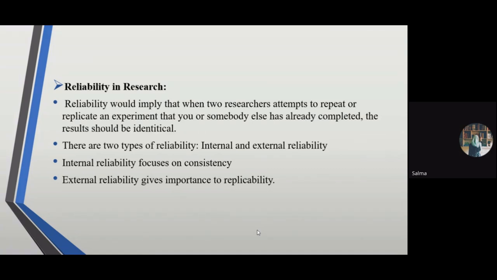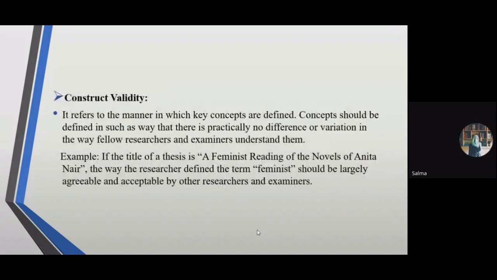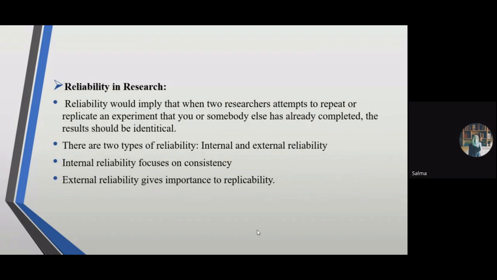There are two types of reliability. One is internal and the other is external reliability. The internal reliability focuses on consistency, and the external reliability gives importance to replicability. Okay, that is what reliability in research means. When two people are doing the research in the same thing, in the same novel, with the same theorist and everything.